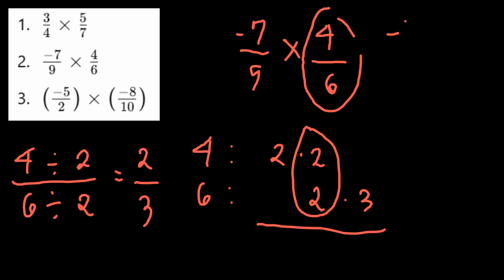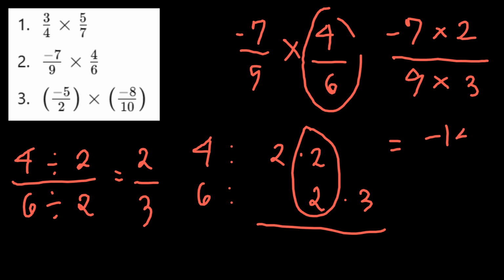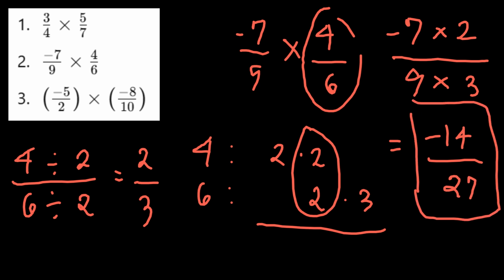So negative 7 times 2 over 9 times 3. So we'll now have negative 7 times 2 is negative 14 over, what is 9 times 3? It's 27. So still the answer would be negative 14 over 27.